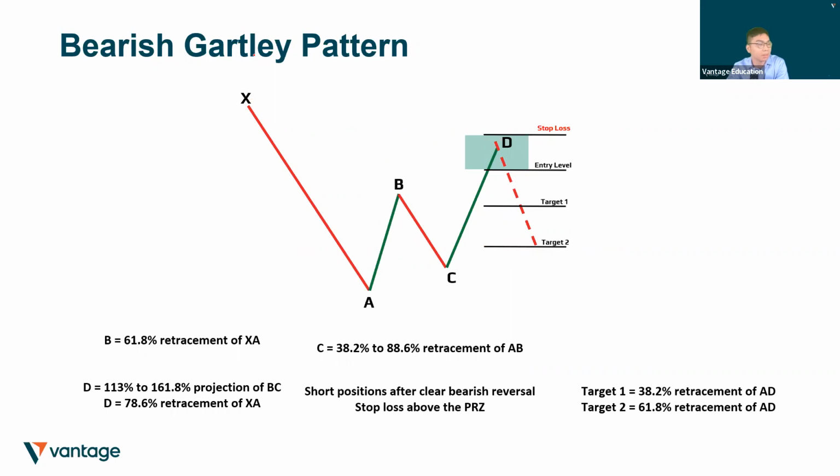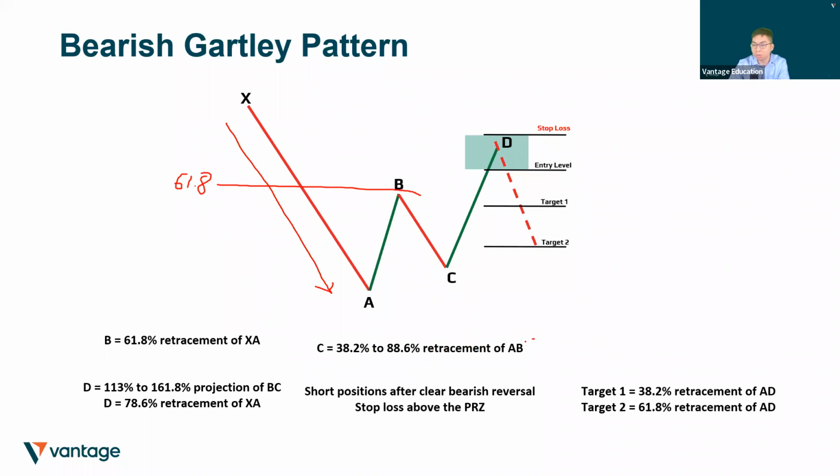Okay, moving on to the bearish Guthrie pattern. If you noticed, it's a flip. You flip it around. It's almost the same thing. Instead of longing, you are just shorting. So yeah, the bearish Guthrie pattern is exactly the opposite of the bullish Guthrie. After the impulse wave XA, the corrective leg should end at 61.8% retracement of XA. So this line should be 61.8.